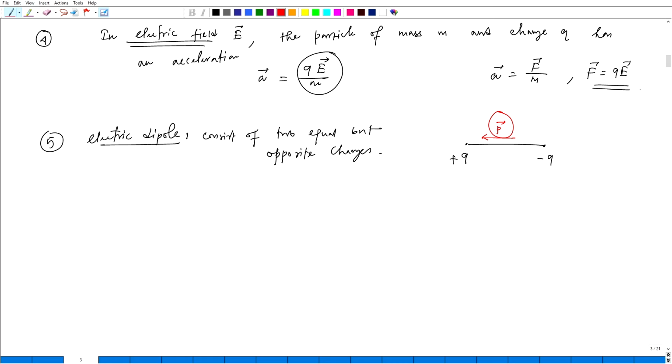Okay. So this is the dipole moment vector, and its magnitude is basically the amount of charge q times the distance between them, let us call it 2a. So 2aq is the dipole moment.